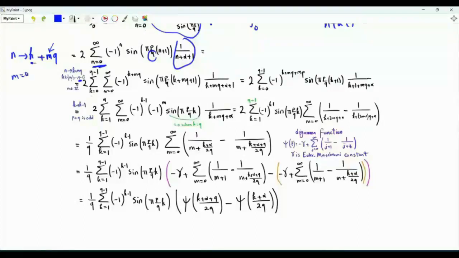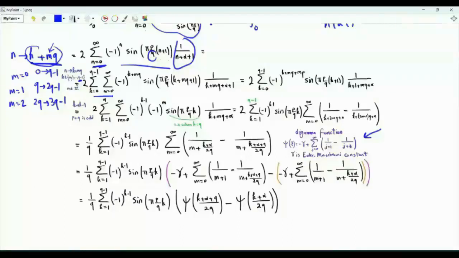Note that when m is equal to 0, k plus mq is from 0 to q minus 1. When m is equal to 1, k plus mq is from q to 2q minus 1. When m is equal to 2, k plus mq is from 2q to 3q minus 1, and so on. This may seem as if we are complicating things, but we will be able to rewrite our result in terms of the Digamma function. We rewrite the single sum as a double sum.